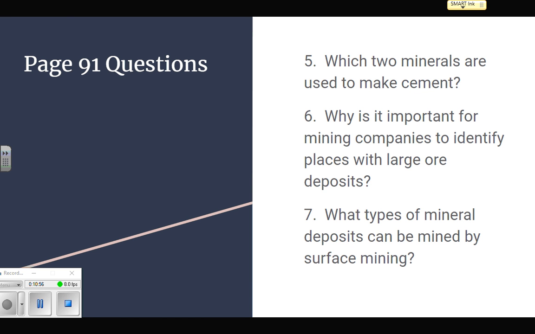Page 91. Questions. Which two minerals are used to make cement? Why is it important for mining companies to identify places with large ore deposits? What types of mineral deposits can be mined by surface mining?